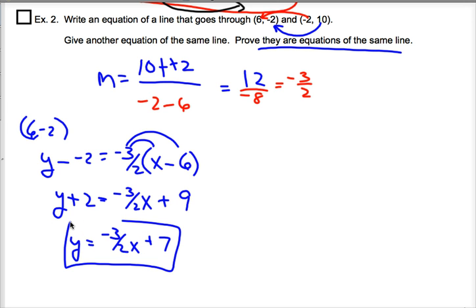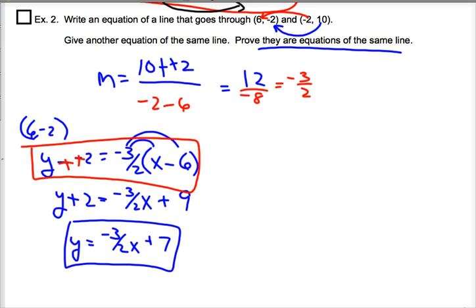This is what that equation is in slope-intercept form. If I didn't specify slope-intercept form, I just said point-slope form, this right here would be good, as long as you change that to plus. Don't change the 1, leave it. y minus negative 2 changes to y plus 2.